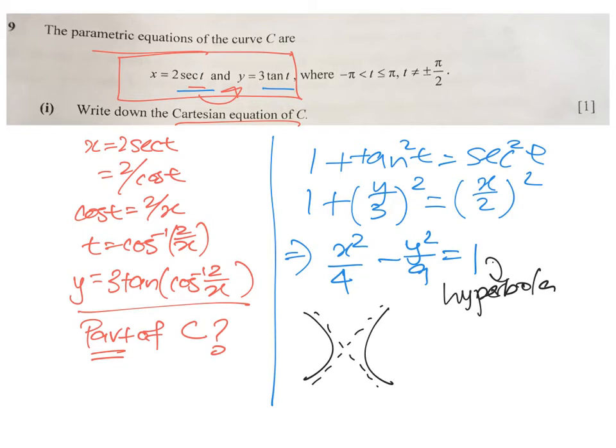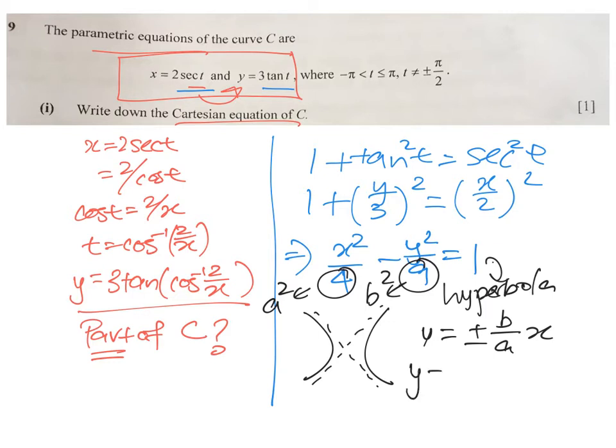And how do we get the equations of the asymptotes? Remember that the equations of the asymptotes are given by y equals plus minus b over a x, for a hyperbola centered at the origin. So what's the a and the b? From the equation itself, the value 4 here, which corresponds to x squared, is basically your a squared, and the value 9 here that corresponds to the y squared is basically the b squared. So in other words, the two oblique asymptotes are y equals plus minus 3 over 2 x.